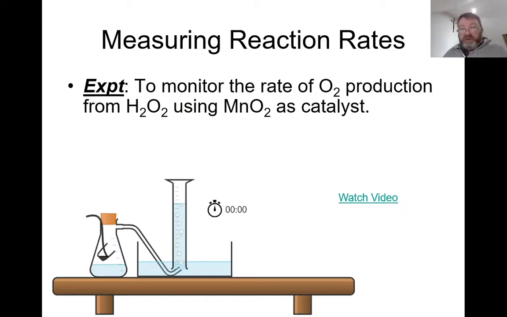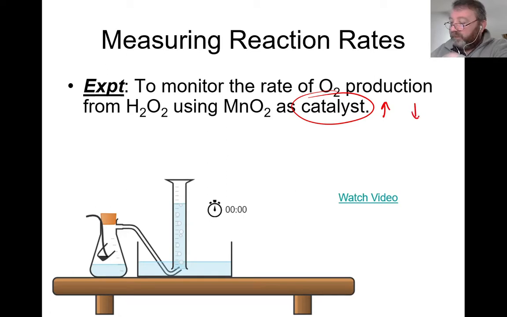So here's a typical experiment that we would do if we were in school, and we will do when we go back. It's an experiment to monitor the rate of oxygen production from hydrogen peroxide using manganese dioxide as a catalyst. Now, I hope you remember this word from your junior cert. A catalyst is any substance that changes the speed of a chemical reaction. There are catalysts that will increase the rate.